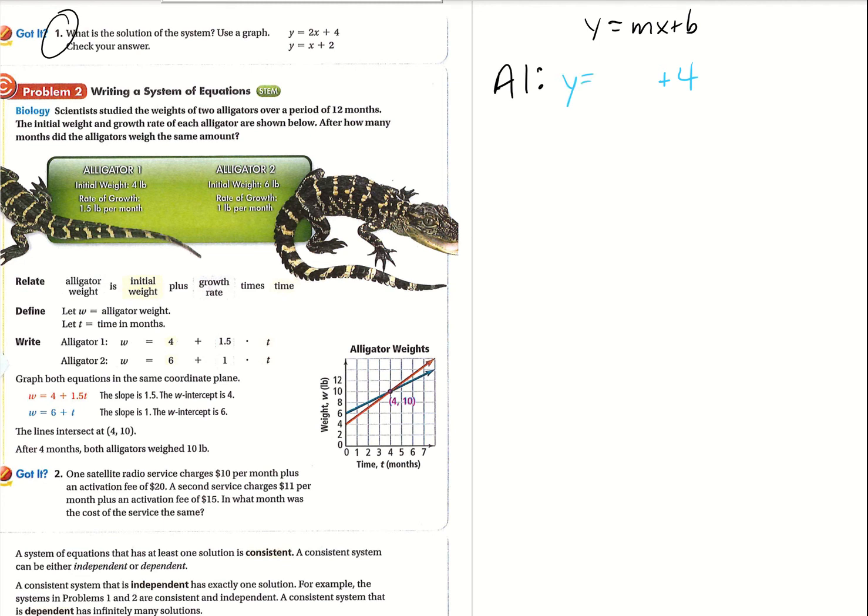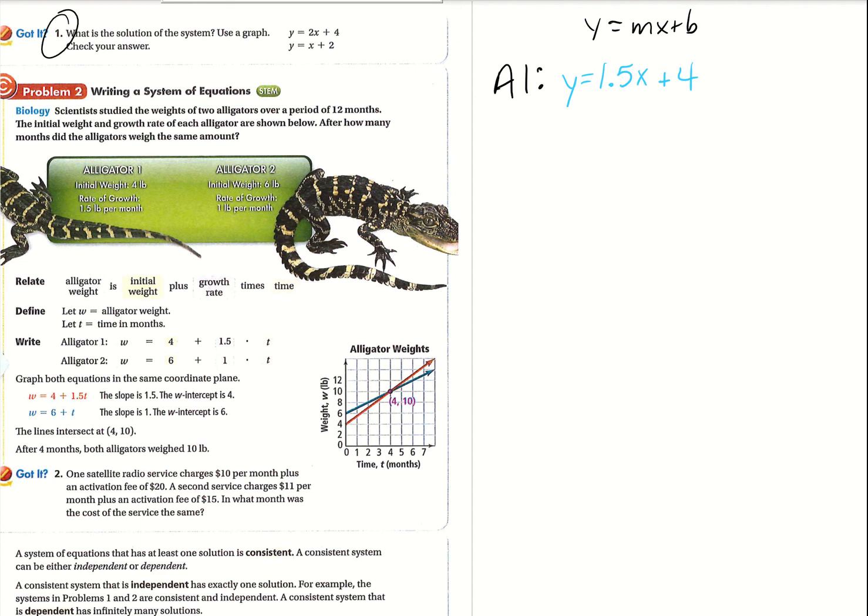Our y stays the same, our x stays the same, so now all we need is our m. Our m is our rate of change, or our slope, which becomes really easy to see on this one because it's called rate of growth, which makes it pretty clear that that's our rate of change. Okay, so that would be 1.5.